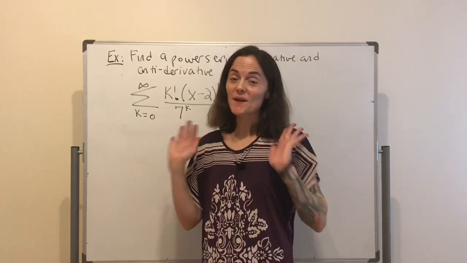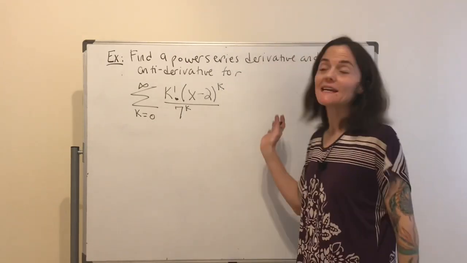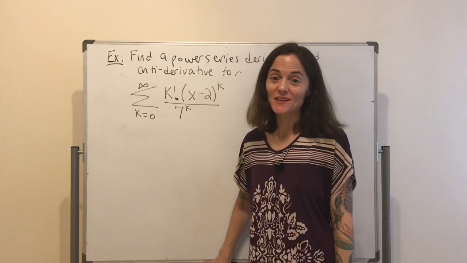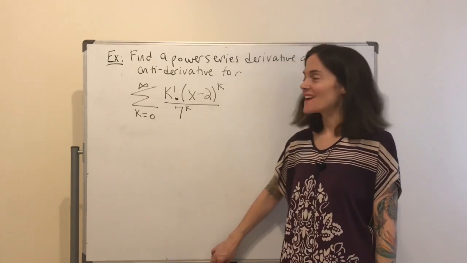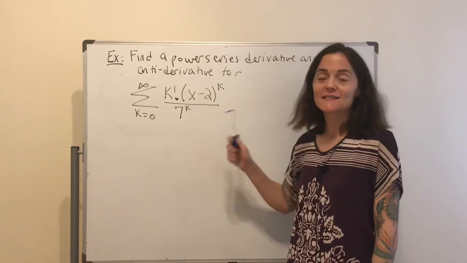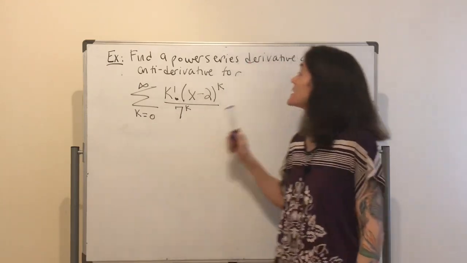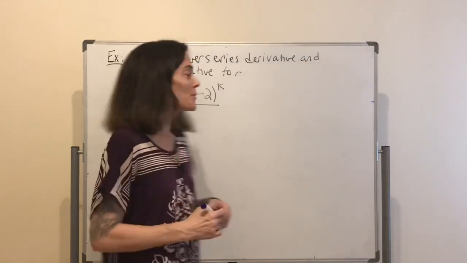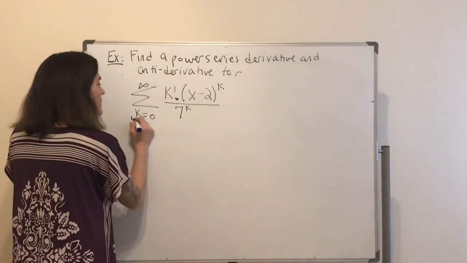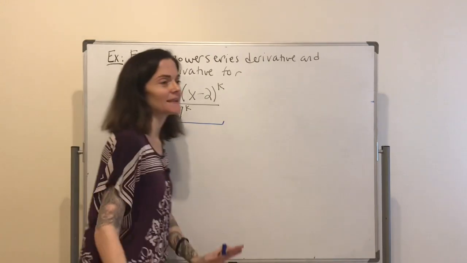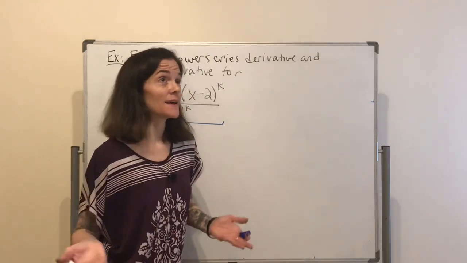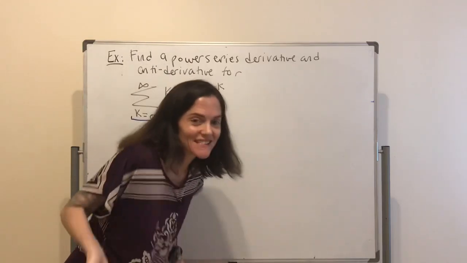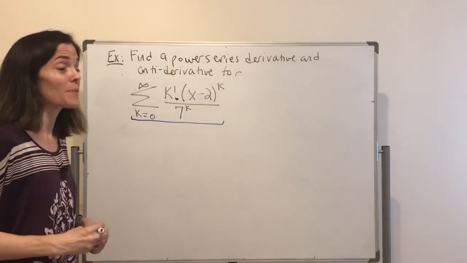I'll end with one more example, and it reads a little bit different, but it's exactly the same techniques that we've been using in this video. We are asked to find a power series for the derivative and antiderivative of this. And perhaps what's different is this power series we are handed is not clearly a Maclaurin series. It's not clearly a Taylor series for anything, right? It's just a power series.